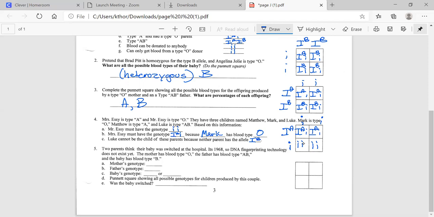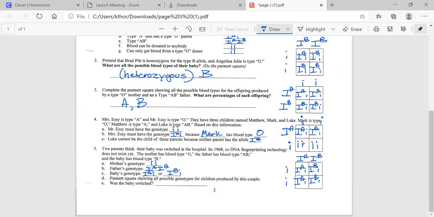Okay, two parents think their baby was switched at the hospital. It's 1968, so DNA fingerprinting technology does not exist yet. The mother has type O, the father has type AB, and the baby has type B. So here's one parent, here's the other parent. Mother's genotype, mother is type O, father's genotype, AB. Baby's genotype can either be heterozygous A or heterozygous B.